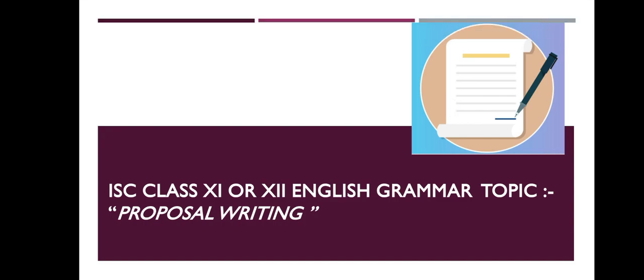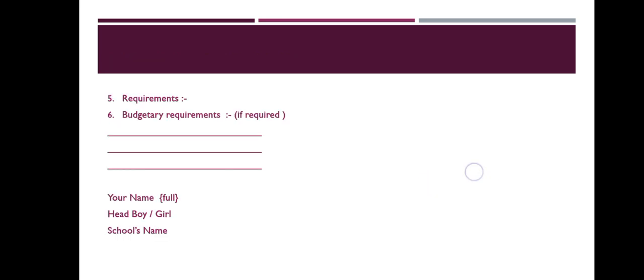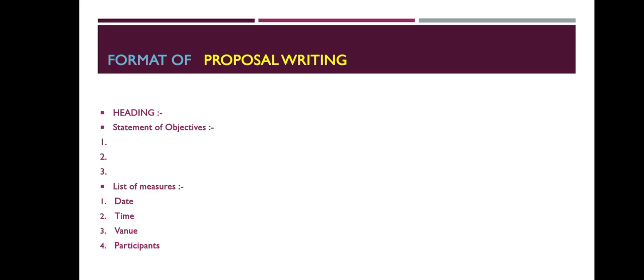So I hope you have understood what proposal writing is. Now let's see the format of proposal writing. This is the format. You would have a total of 10 to 11 points, and accordingly you would have the marks as well. The marks are allotted on the main points.